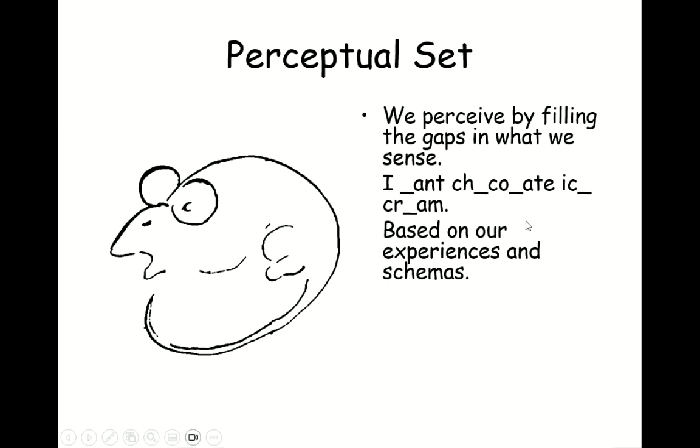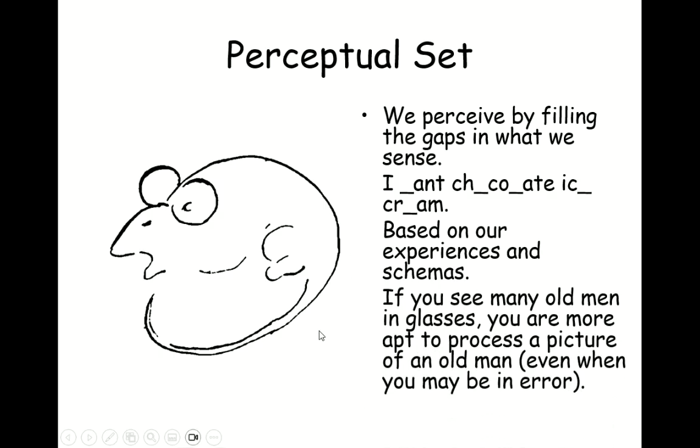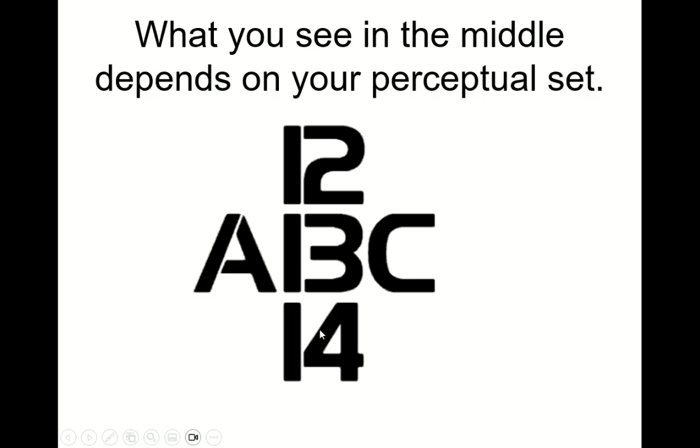It's based on our experiences, our schemas, which that's a fancy word. Schema is a set of ideas that you have about something. Okay? All right. Here's a classic, I don't know if it's an illusion, but if you look at the middle figure, is that a B or is it a 13? Well, that depends on what you expect to see. It depends on the context. But I'll tell you what, though, you're not going to see A13C, and you're not going to see 12B14. It depends on the context is what you see in the middle. It depends on your perceptual set.